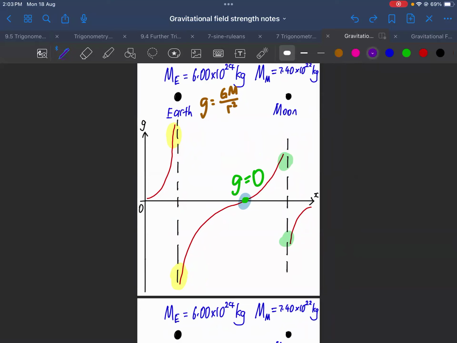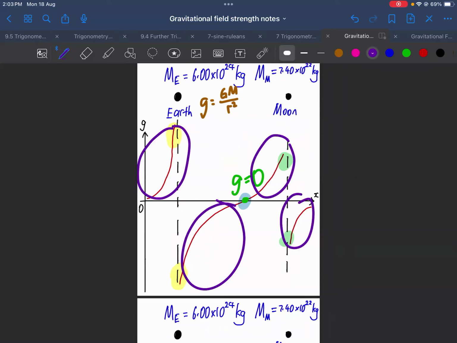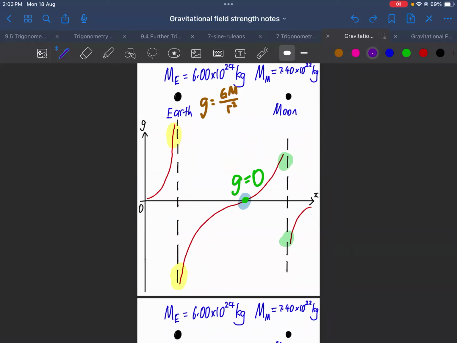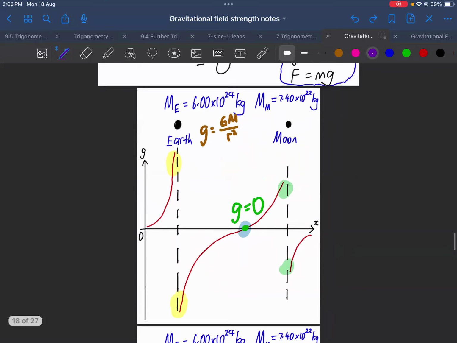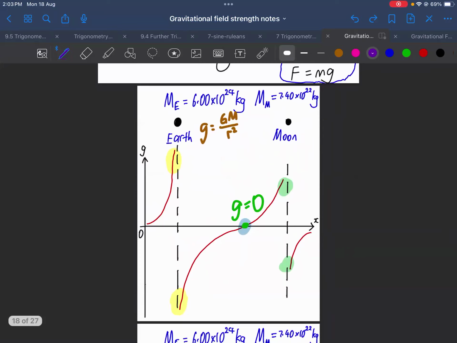And I don't think I need to tell you why this is positive and why this is negative. You already know. So remember, this is already the net gravitational field strength. This is the gravitational field strength due to both the Earth and the moon.